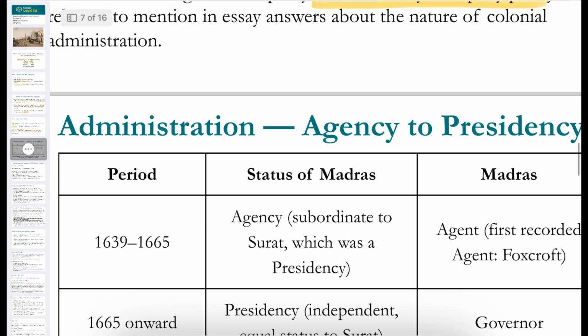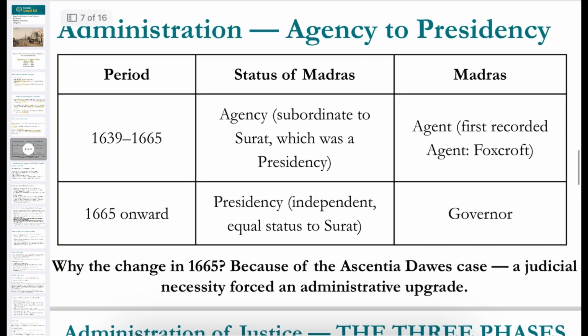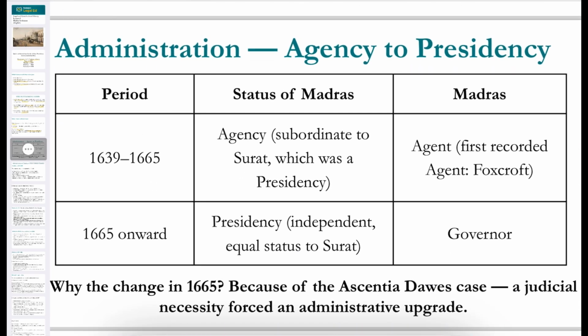Now moving forward, administration of the Madras settlement. So once settled, Madras needed someone to run the day-to-day affairs, right? And this is studied in two periods, all right. First period is from the year 1639 to 1665, where Madras was an agency, and the second period is 1665 onwards, all right. So these are two periods. From 1665 onwards, Madras became a presidency.